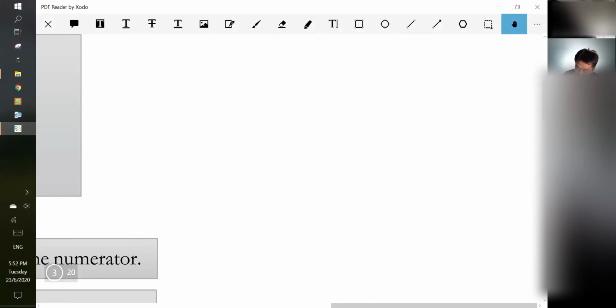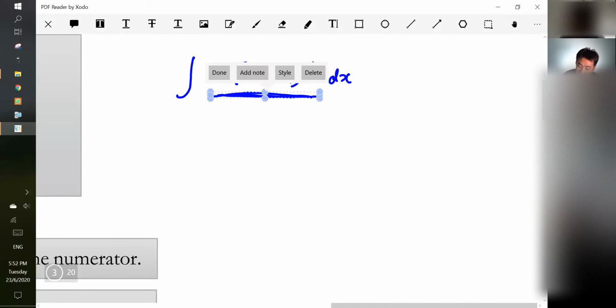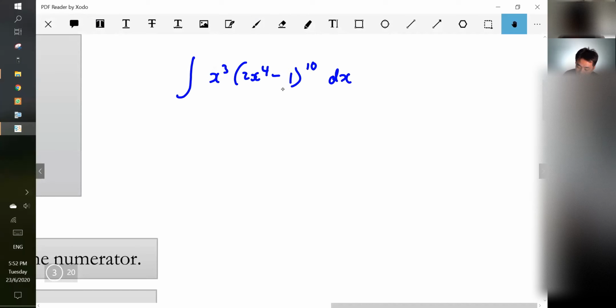This part here, I can have a few examples. So for example, if I've got x cubed times (x^4 - 1) to the power of 10 dx. Okay, so now one way is to expand everything, this power of 10. I can expand using binomial theorem and integrate each individual term, but it doesn't make sense. So what this method does is you just eyeball whatever is within the power.